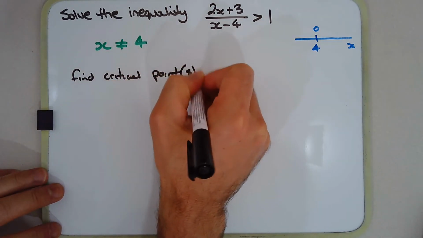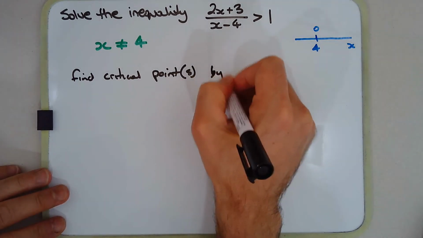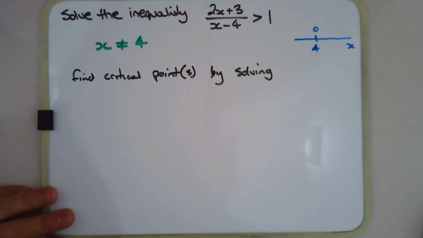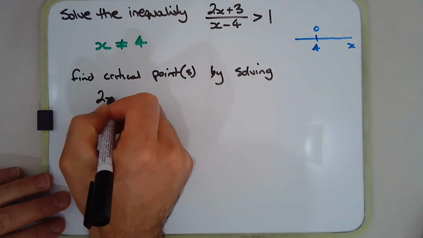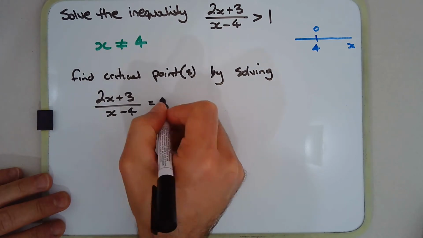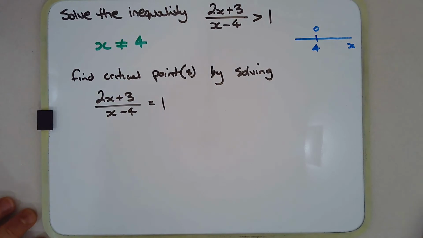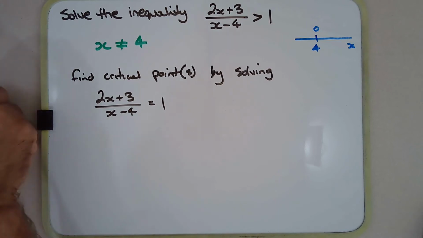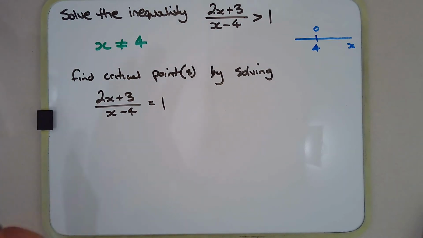Then what we're going to do is find the critical points. When I say points, it could be singular or plural, by solving this inequality as an equation. So that's 2x plus 3 over x minus 4 equals 1. Now that's a lot easier. And I think this is one of the great things about this method, that it turns something that might appear complicated into something that's actually quite easy. And that's a lot of what we do in maths: taking something hard or difficult and breaking it down or turning it into something that's easy.